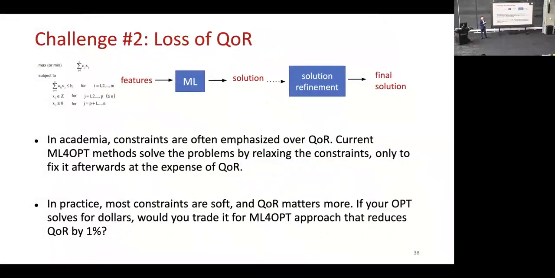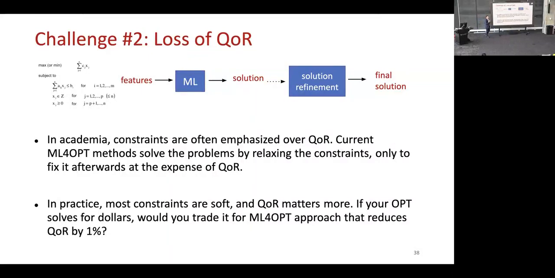The second challenge is the loss of the quality of results. When you look at the academic literature, you will see that people are usually obsessed about the constraints. They get the solution from the machine learning model and they say, okay, we'll repair it to fix the constraints. Yeah, fair enough. We're somehow academically trained that constraints are very, very important, and we're going to fix the constraints and we lose 1 or 2% of the quality of results. But in reality, that's not the case.